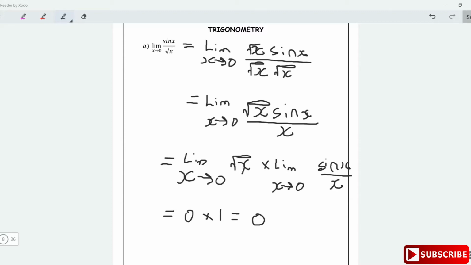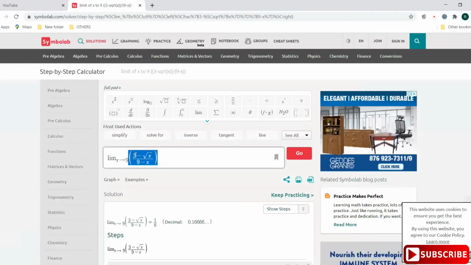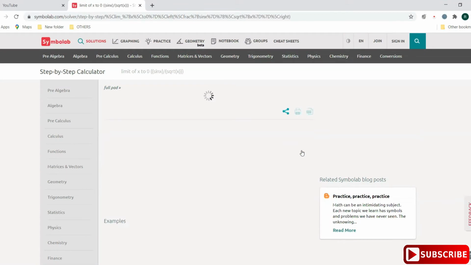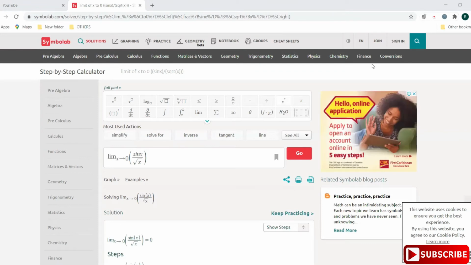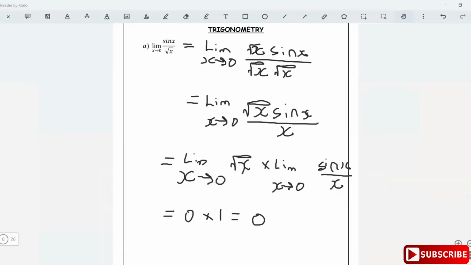Nice. And just to get verification, the limit of sine x over root x is 0. Easy, nice. So we know we get 0. Let's look at another example.